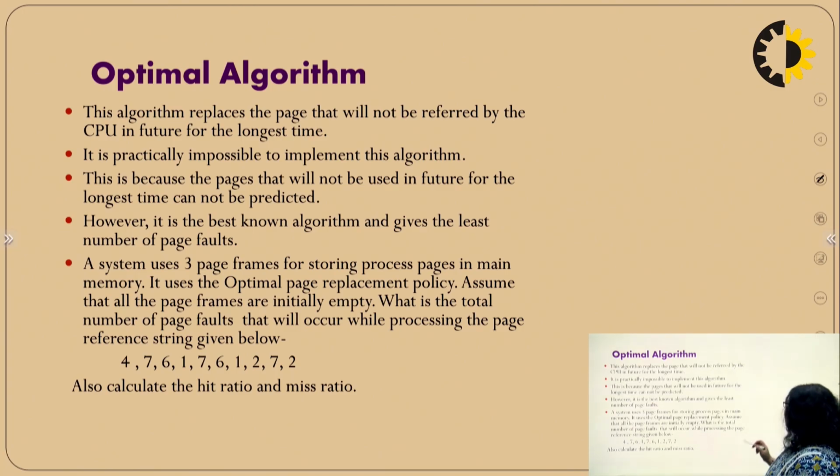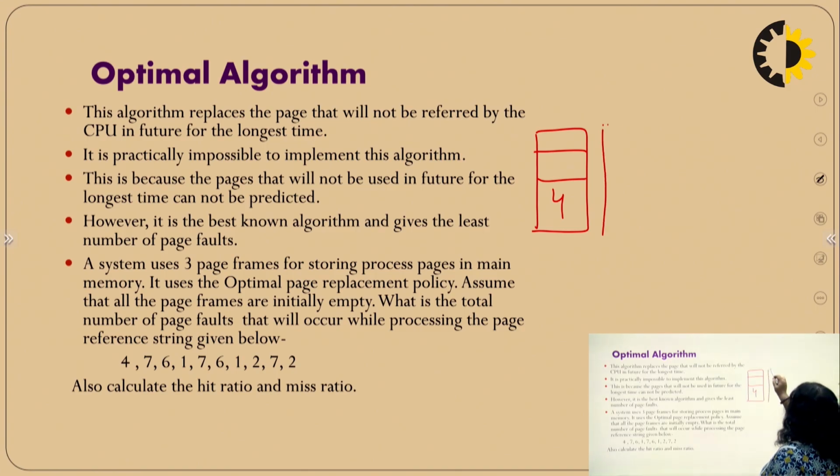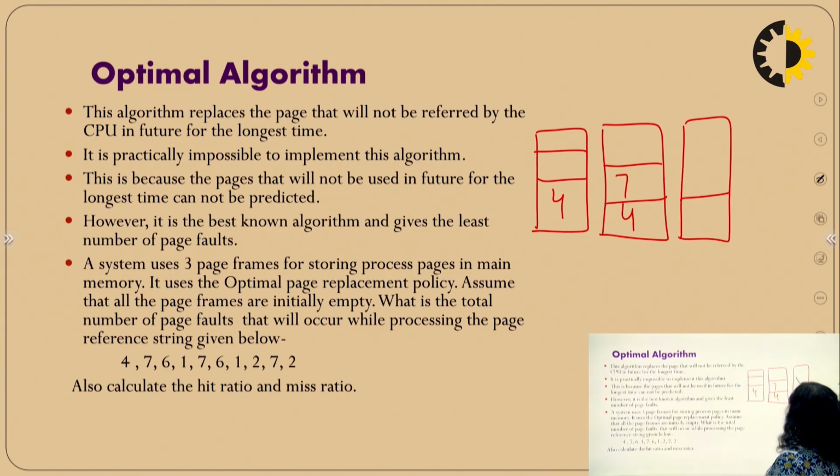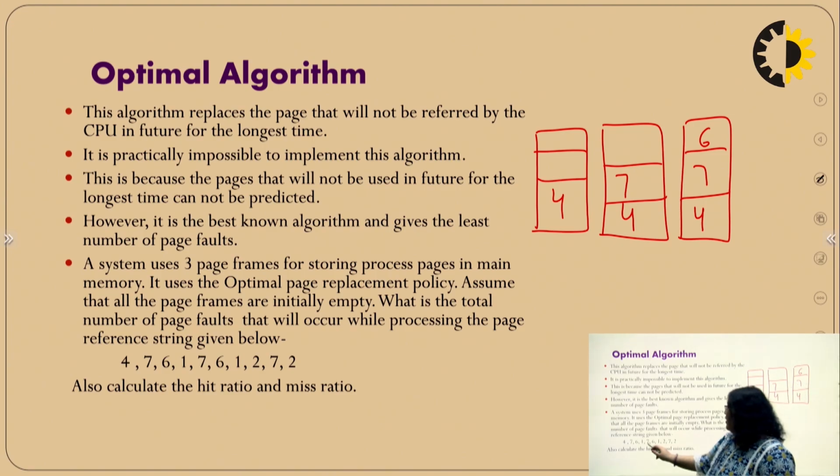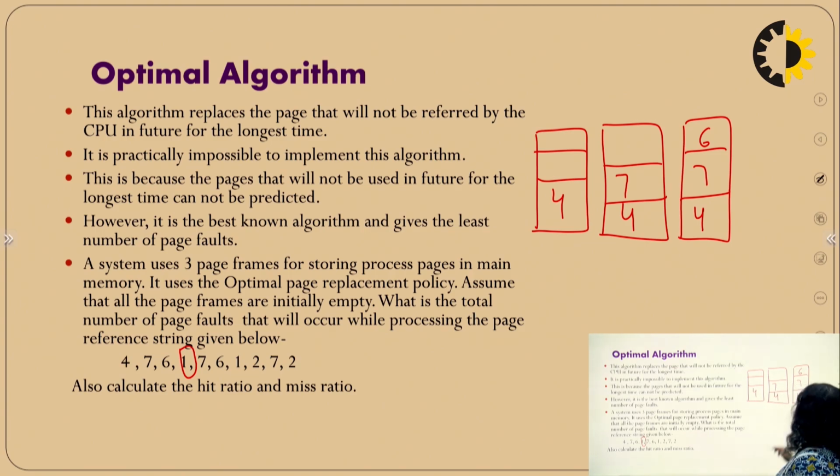Now the 4, 7, 6 and the frame size is the same, 3. So it is 4. Now the second element is 7. Third element is 6. 4, 7, 6. Now the frame is full. How do we have to replace 1 with these 3 pages? So what we do, we just check after 1 which elements come. It is 7 and 6. So 7 and 6 are already present in the memory.